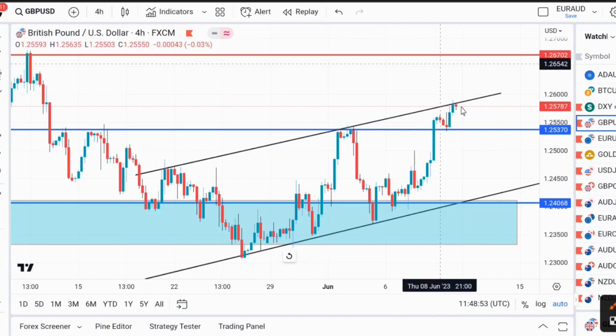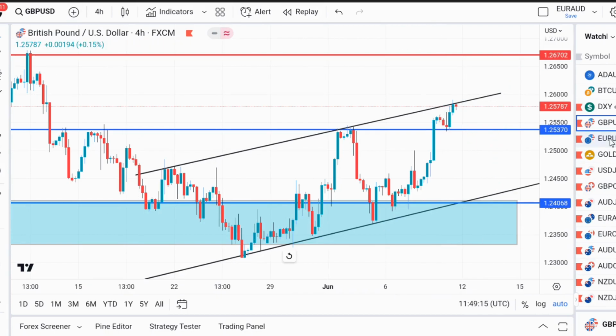If there is a rejection at this particular area, maybe a 4-hour rejection from this area, then we might see a move to retest this particular level. Maybe then we can have a breakout or a bounce at that particular level to the upside. So let's see how it goes right there on GBP US dollar.